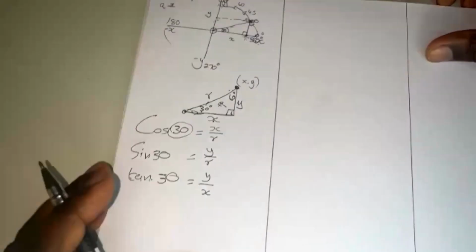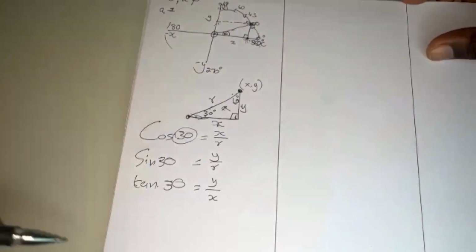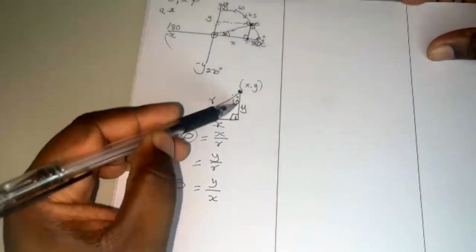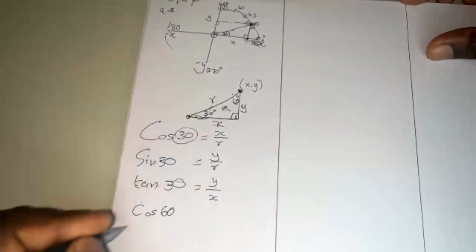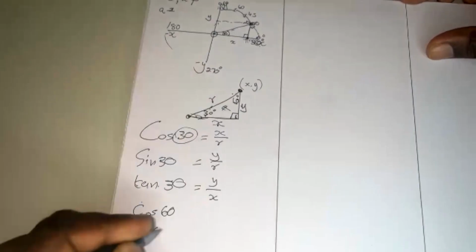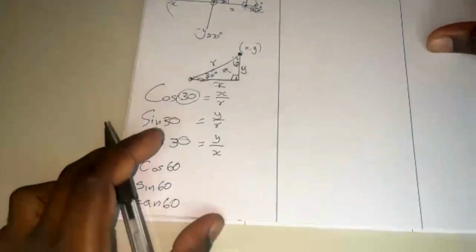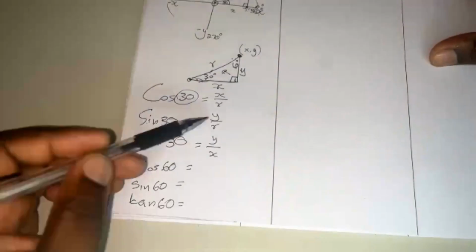So someone can ask you, why didn't you use cos 60, sin 60, tan 60, but using cos 30, sin 30 and tan 30? Yes, we used it in this way, but if we are to use angle 60, we will have cos 60, then sin 60, then tan 60 in this manner. Therefore, it's not going to be the same as x over r for cos 60. It's not going to be the same as sin 30, y over r.